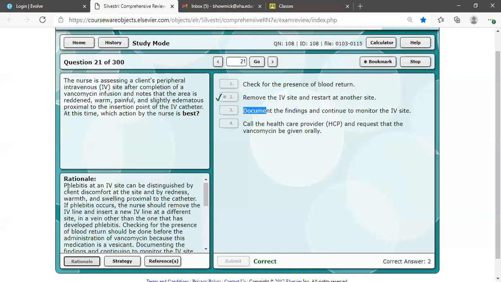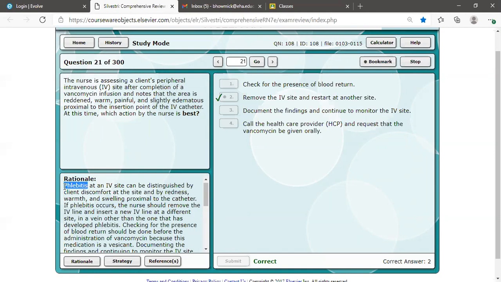So let me read it. Phlebitis at an IV site can be distinguished by client discomfort at the site and by redness, warmth, and swelling. So all of these are signs of phlebitis, as I said, right? Phlebitis means a condition of inflammation of the vein that causes pain, discomfort, and swelling. At the same time, another terminology we should know is thrombophlebitis. What is thrombophlebitis? Thrombophlebitis is also a condition of inflammation of the vein, caused by blood clot formation and affecting the normal flow of blood.